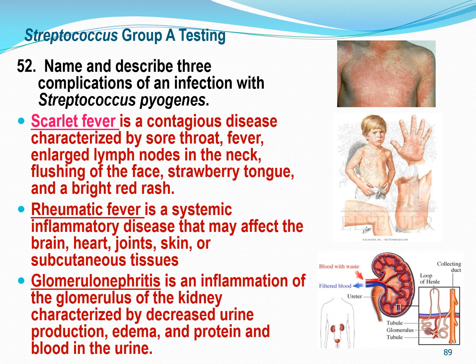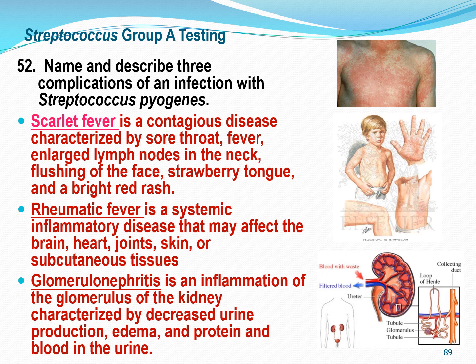So now we're going to name and describe the 3 complications of an infection with Streptococcus pyogenes. There's scarlet fever, rheumatic fever, and glomerulonephritis, right? So scarlet fever is a contagious disease characterized by sore throat, fever, enlarged lymph nodes in the neck, flushing of the face, a strawberry tongue, and a bright red rash, okay? It's very contagious.